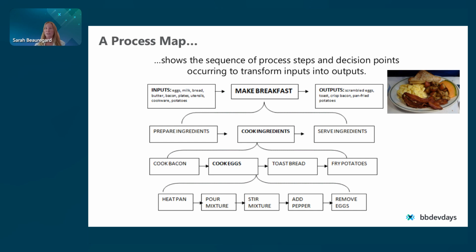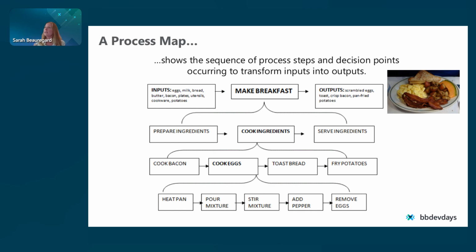Our lovely breakfast that you can see there on the right-hand side: scrambled eggs, toast, crisp bacon, and pan-fried potatoes. So as we map our process, we break down the steps involved in making breakfast. You can see the next level down of detail there: prepare the ingredients, cook the ingredients, and serve the ingredients. And we can yet continue to break down that process into further detail. For cooking the ingredients, that includes cooking bacon, cooking eggs, toasting bread, frying potatoes.